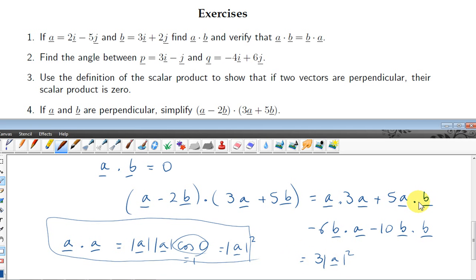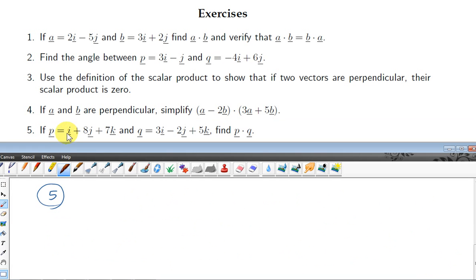What about a dot b? Well, that's 0. b dot a is also 0. And then we have minus 10 times the magnitude of b squared. Now if we want to, we can write this as 3a squared minus 10b squared. We can just leave off the underline to indicate the magnitude. So the magnitude of vector a is a without the underline.